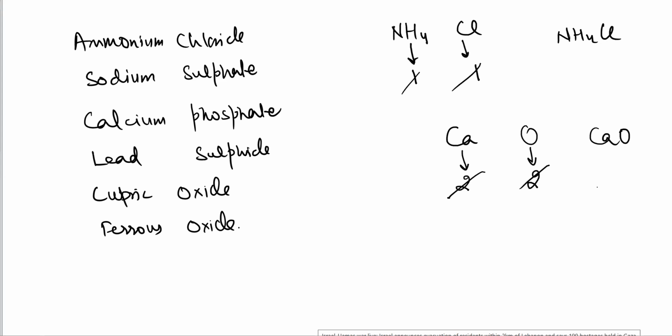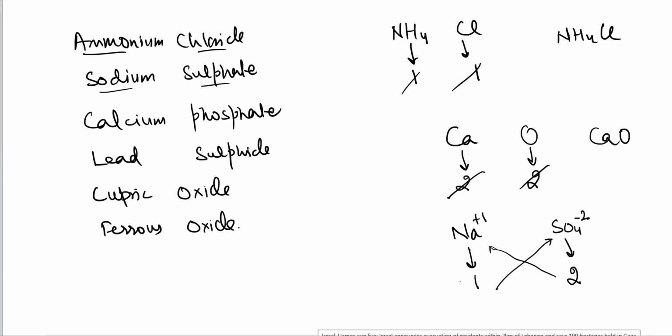Got it? Yes, sir. Okay, so the formula for ammonium chloride is NH4Cl. Formula for sodium sulfate, for example. Sodium is Na, it is going to have +1 valency, and sulfate is SO4, it is going to have -2 valency. So what we will do, we will give this to this one and give this to this, or you can write it this way, +1 and sulfate ion is -2. Don't write minus and plus here. It's okay. Then just cross multiply this.